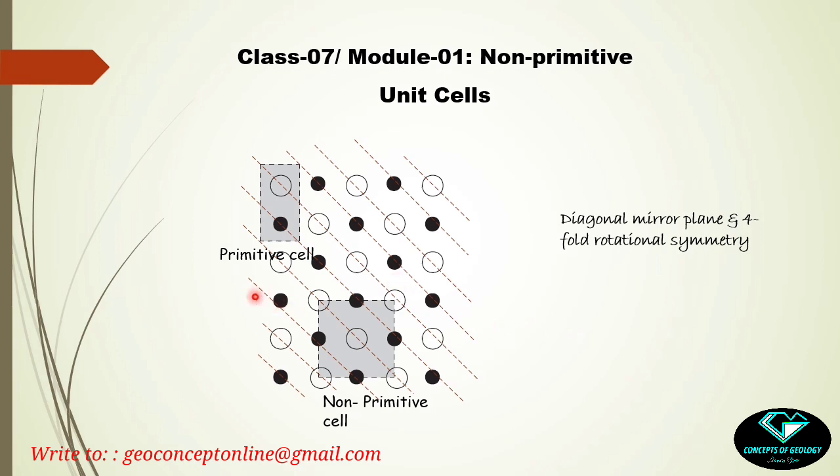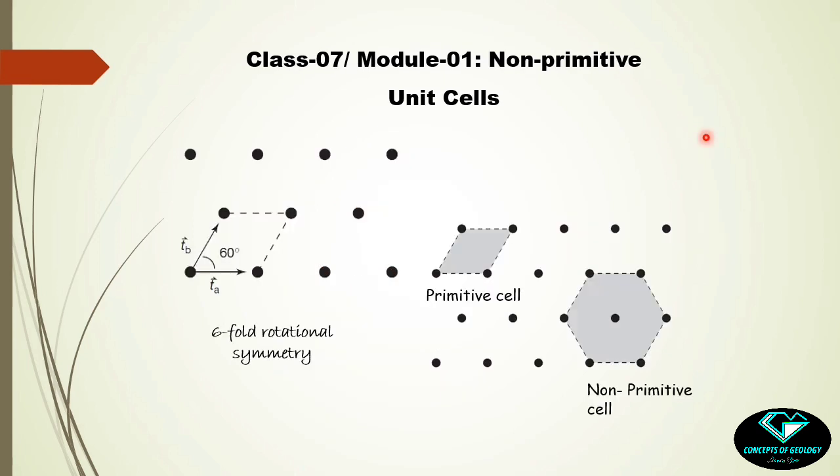So clearly the reduced unit cell is this one, but the right choice for the unit cell is this non-primitive one. Why? Because this possesses the exact symmetry of this larger lattice. Clearly observe, here we have the diagonal mirror plane and the 4-fold rotational symmetry at the center of this unit cell. So instead of being a complicated choice, this is the most prominent choice for the unit cell, the non-primitive one.